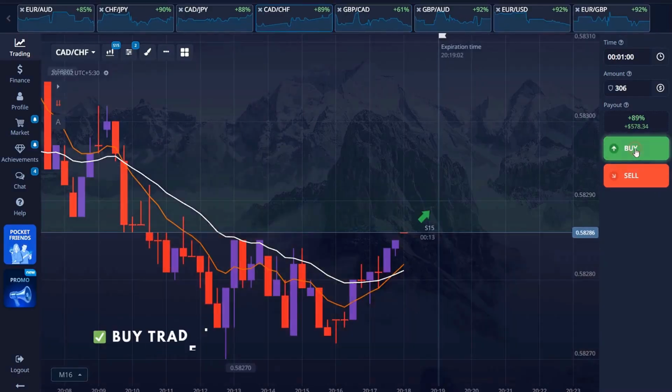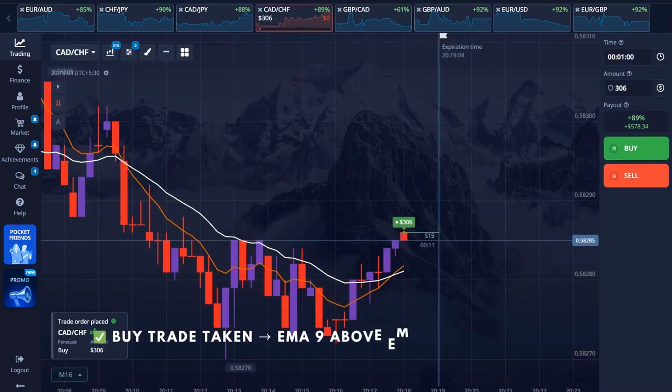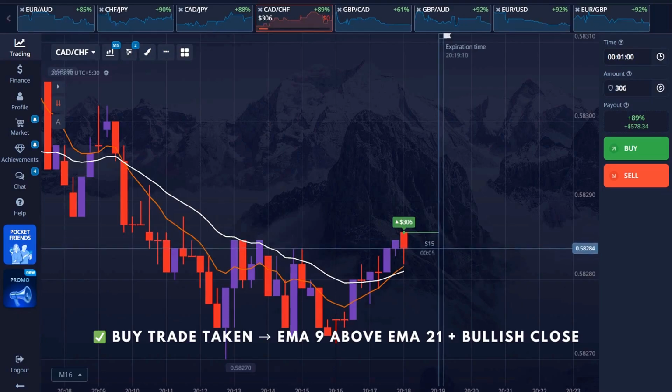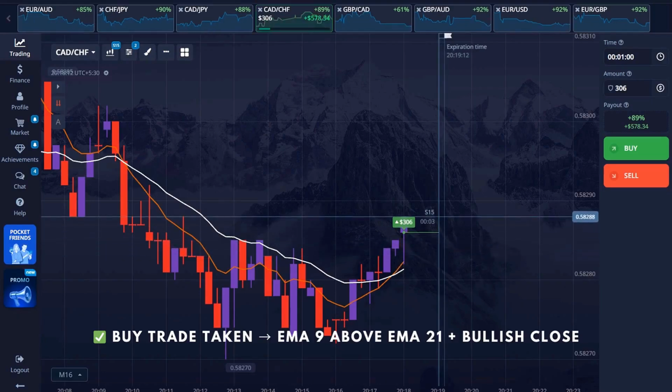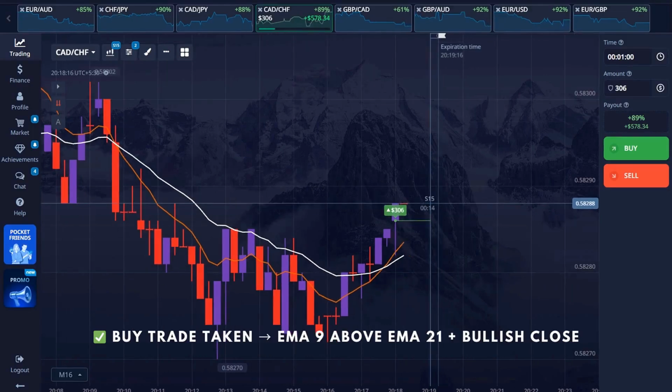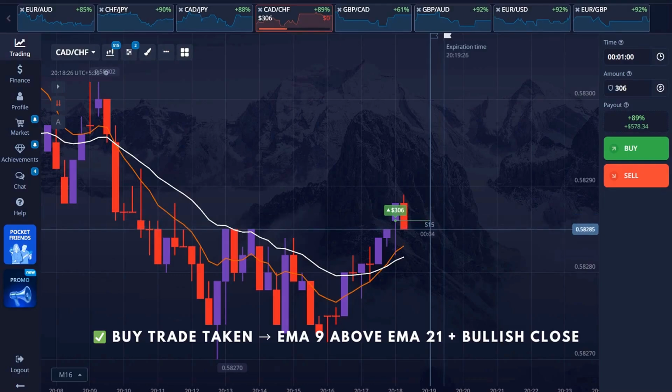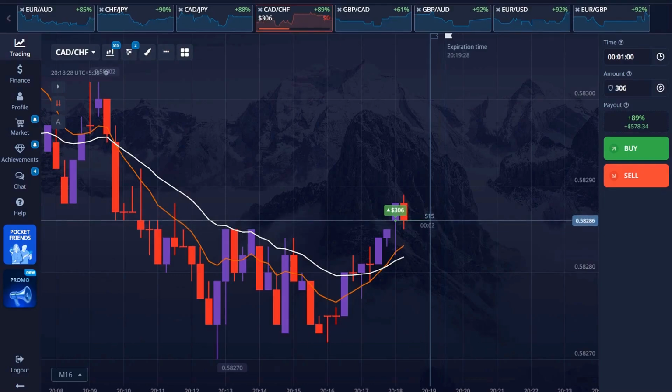Alright traders, here's a great example of a buy setup. We're looking at the chart and notice how the EMA 9, orange line, has just crossed above the EMA 21, white line. At the same time, the candle has closed bullish, confirming our entry signal. So I've placed a buy trade here with a 1-minute expiry. This is exactly the kind of clear confirmation we want before entering. A crossover plus a bullish candle close.